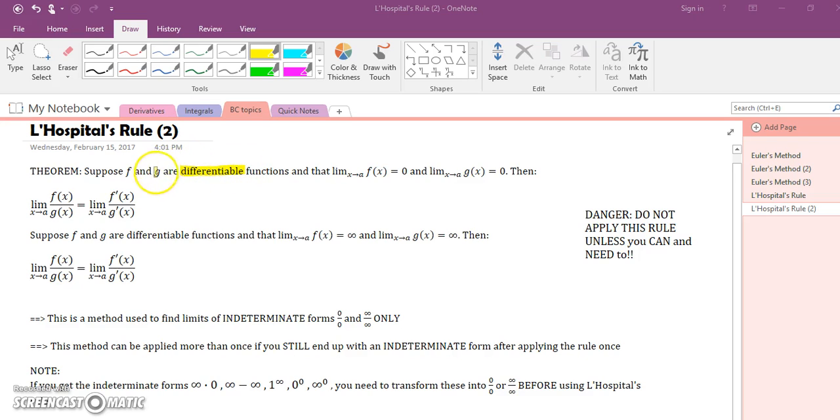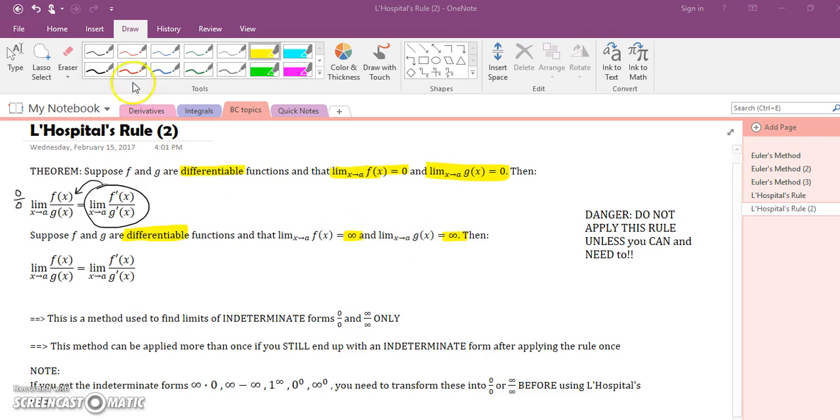So the theorem says if I have two functions that are differentiable, and the limit as I approach some x value for f is 0, and the limit as I approach that same x value for g is 0, then if I try and do the limit of f over g, I would end up with 0 over 0, the indeterminate form. So what you can do instead is do that same exact limit, but do the derivative of f over the derivative of g. This limit will be the exact same as that limit, and this is the one that would work with L'Hopital's rule.